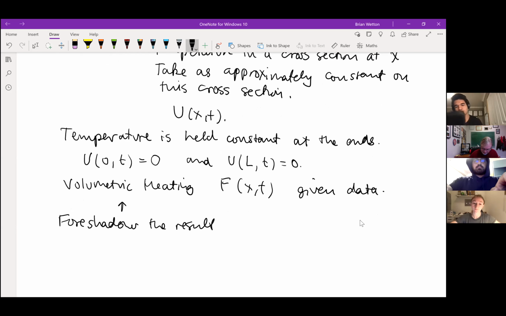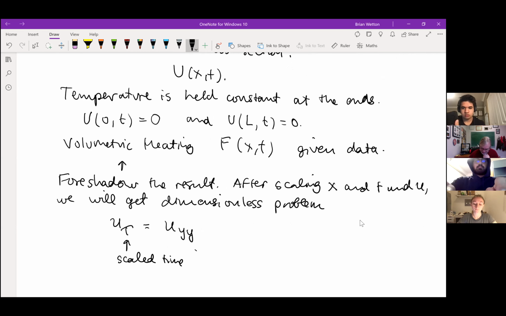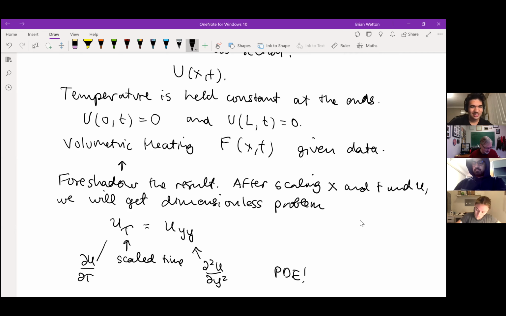We're going to have u, and t is going to get scaled to tau, that's scaled time. The time scaling is interesting, actually. I'm going to have u, y, the second derivative. This is du d tau, and this is d2u dy squared. So it's actually a PDE, right? I've got derivatives in more than one variable. So we've got a PDE. Week 2, we didn't have to go past week 2 to actually get a partial differential equation.